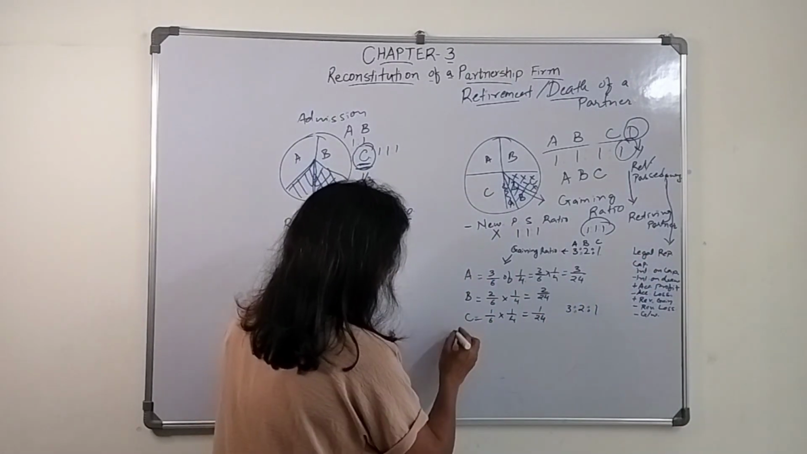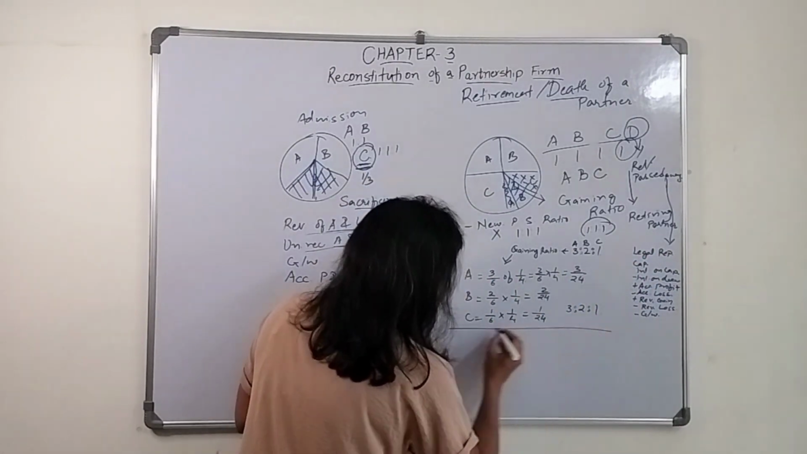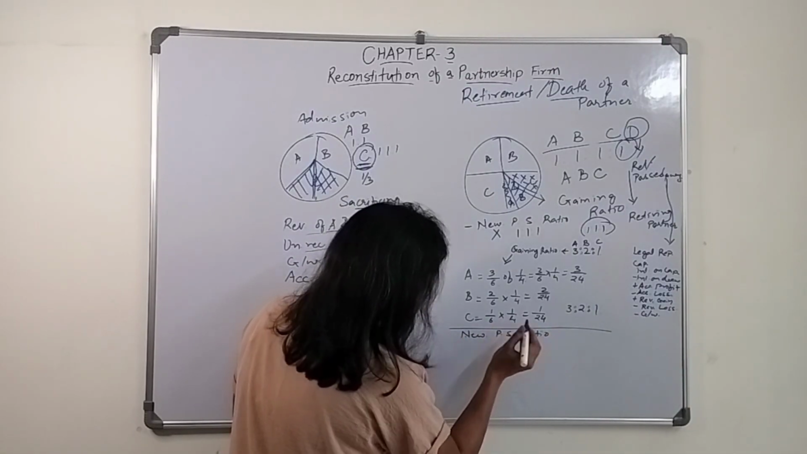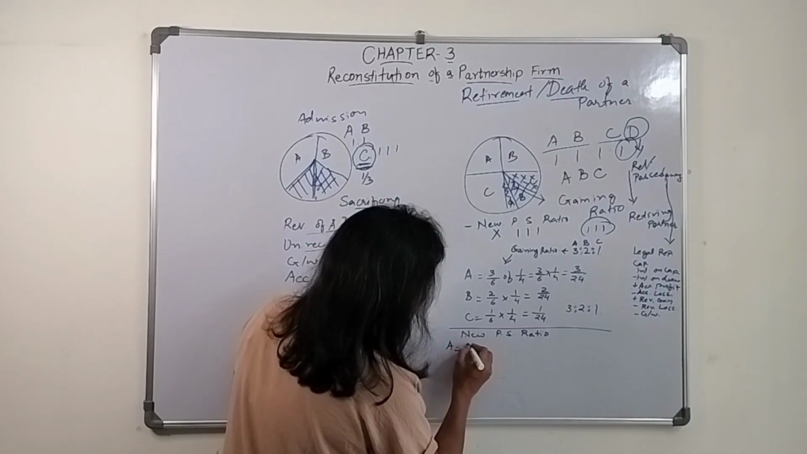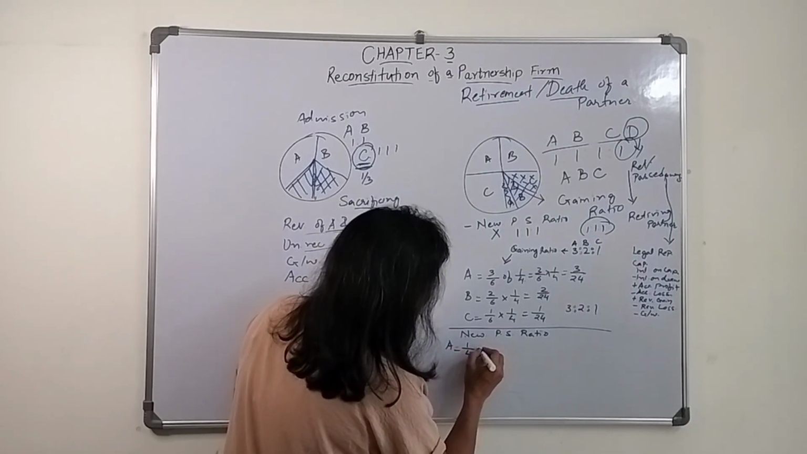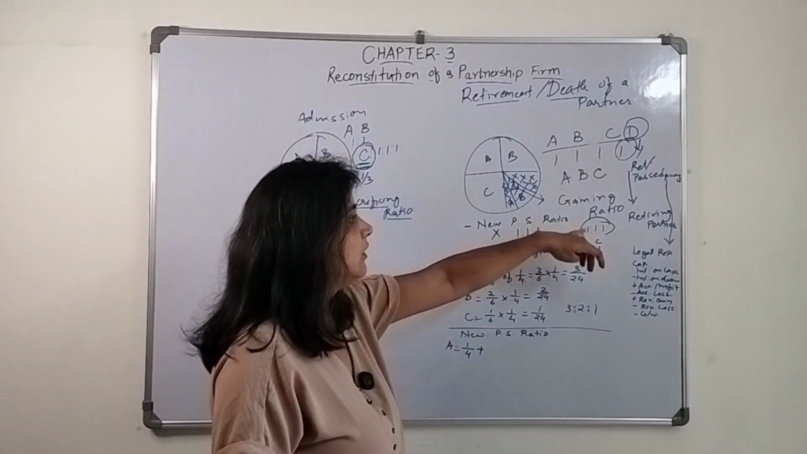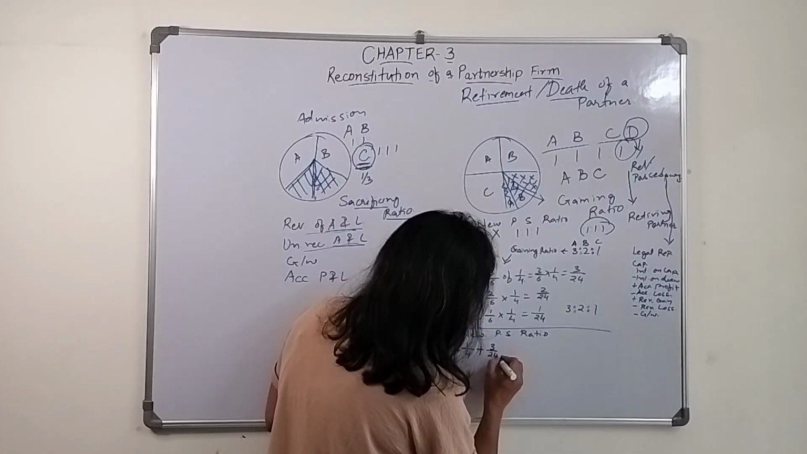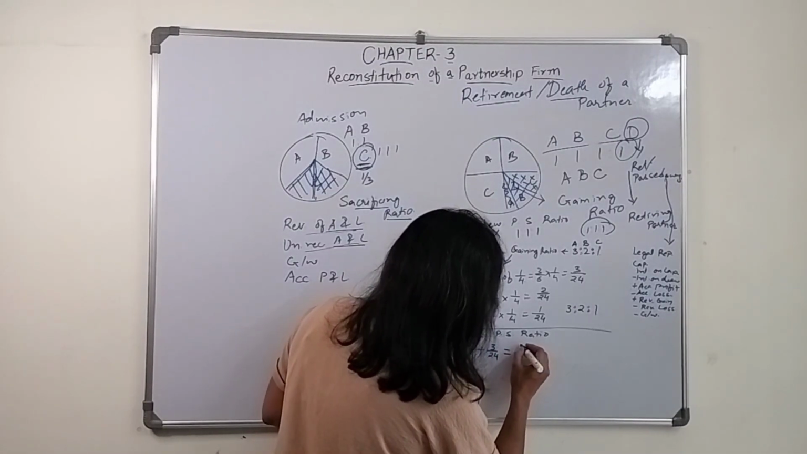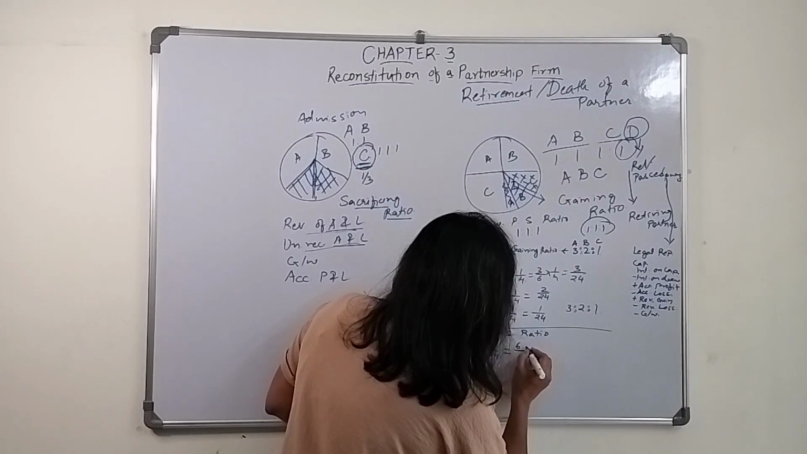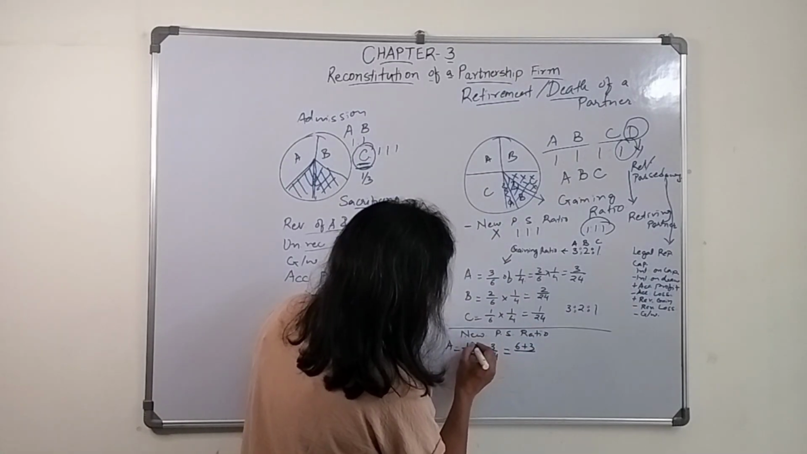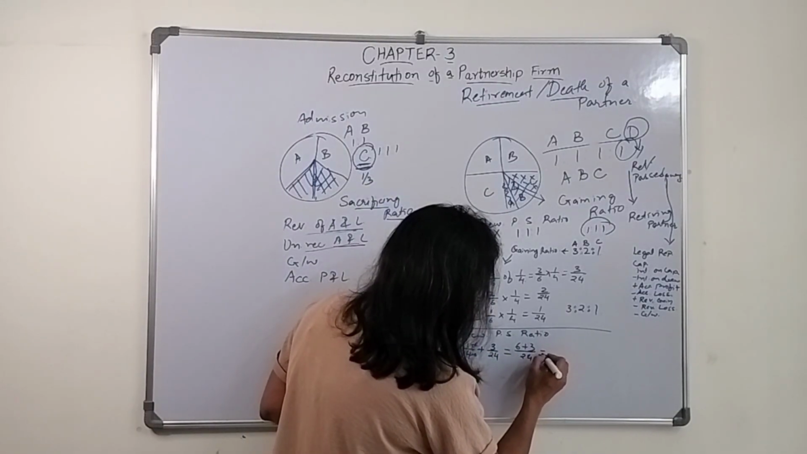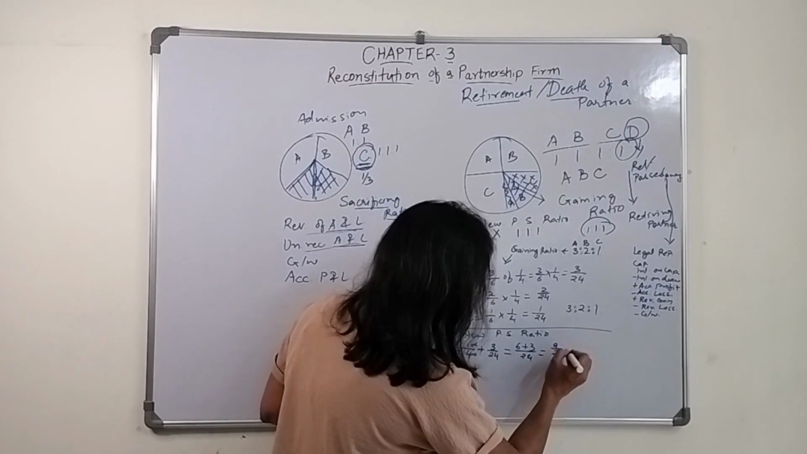So this is 3:2:1. This is the gaining ratio. Now what will be the new profit sharing ratio? A was earlier getting 1/4, plus he will get 3/24 of D's share. 1/4 is 6/24, plus 3, so divided by 24, 6 plus 3, that is 9/24. I hope now you get this thing.